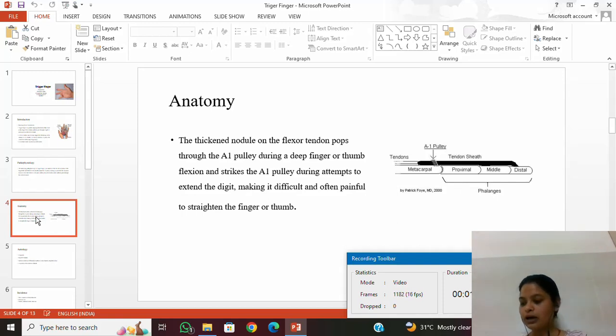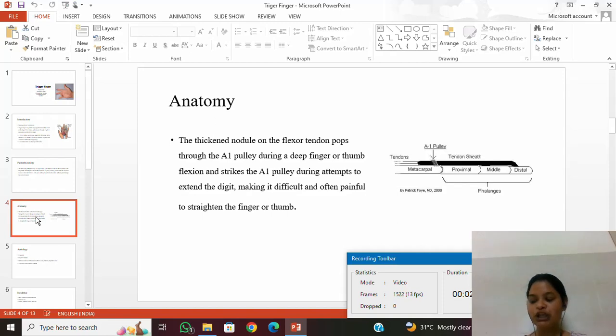So anatomy. There are two types of pulleys there. One is the annular pulley, another is the cruciate pulley. The annular pulley is composed of a single fibrous band, and the cruciate pulley is composed of two crossing fibrous bands. So the order of the pulleys, proximal to distal, starts with the A1 pulley.